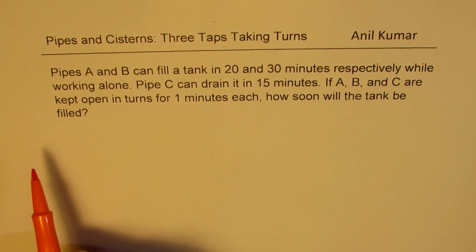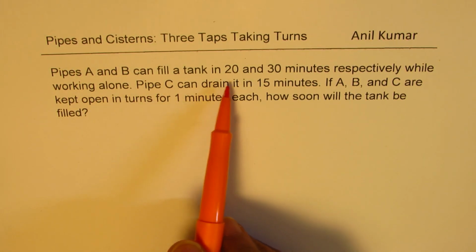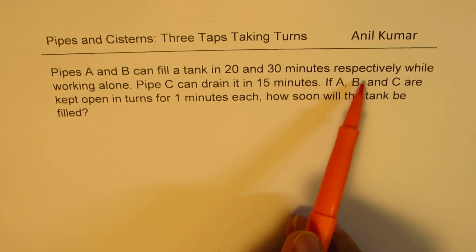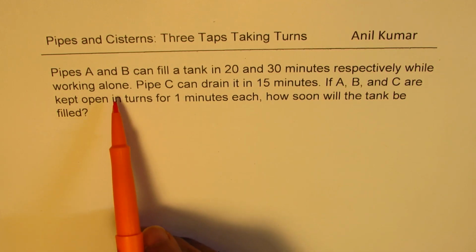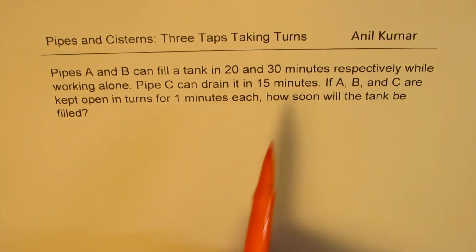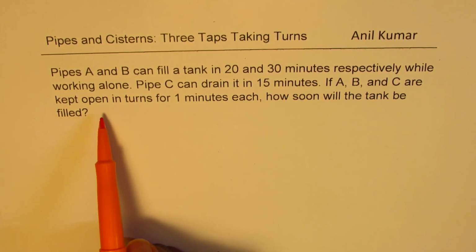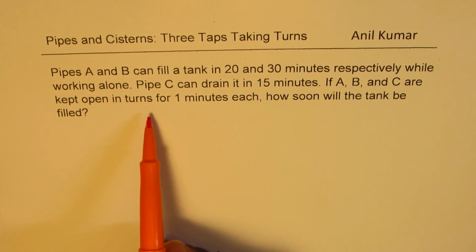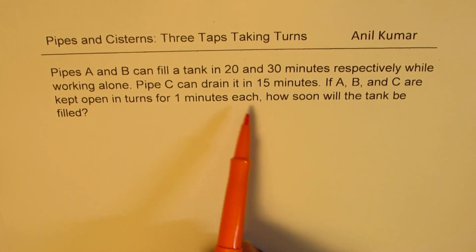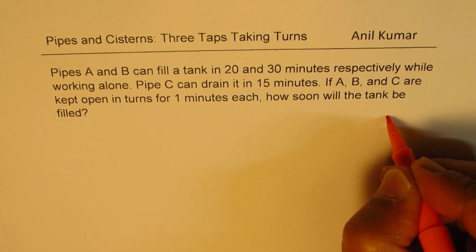The question here is, pipes A and B can fill a tank in 20 and 30 minutes respectively while working alone. Pipe C can drain it in 15 minutes. If A, B and C are kept open in turns for 1 minute each, how soon will the tank be filled? Right. So let's look into the scenario.